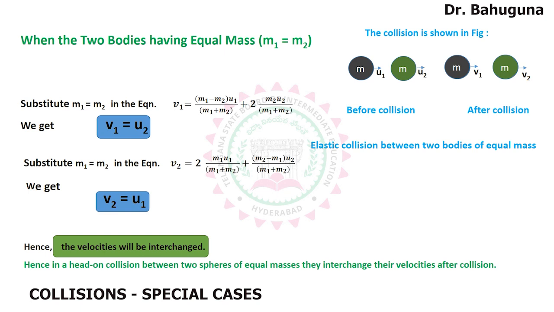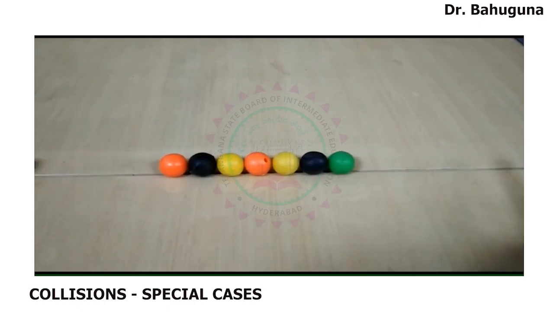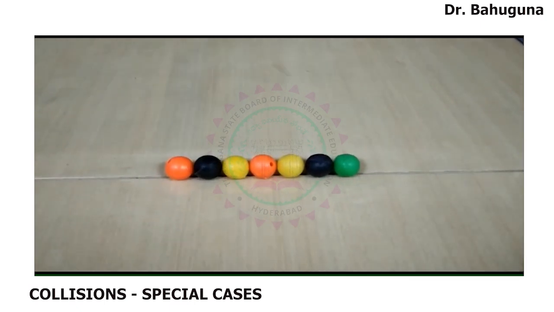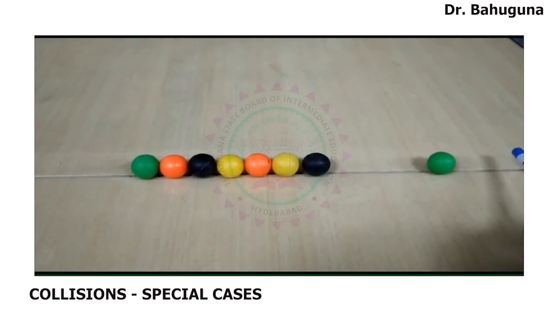Head-on collision between two spheres of equal masses. In elastic collisions, they interchange their velocity. In the diagram also we have explained the masses m and m after collision move in the same direction with velocities v1 and v2. So finally, what we arrived at is, if masses are equal, they exchange their velocities after collision. See here, only one is coming out because if masses are the same, they are exchanging velocities.